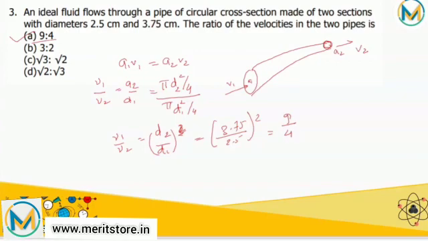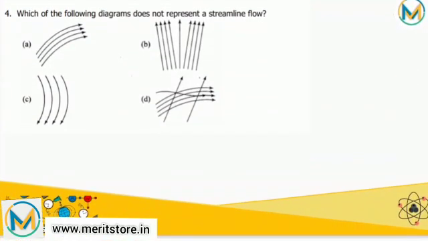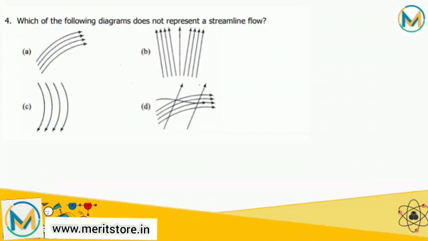Moving towards the next question. Which of the following diagrams does not represent a streamline flow? Streamline flow of a liquid is that flow in which each element of the liquid passing through a point travels along the same path and with the same velocity as the preceding element passes through that point. A streamline may be defined as the path, straight or curved, the tangent to which at any point gives the direction of the flow of liquid at that point.